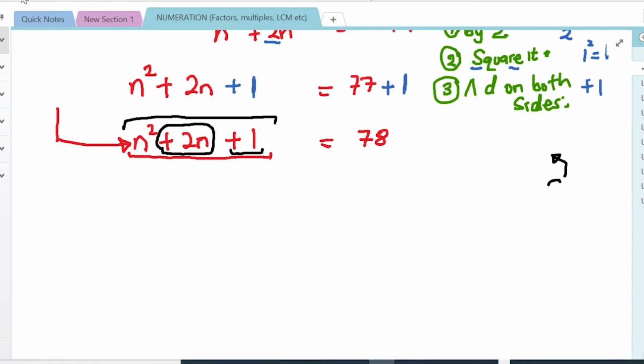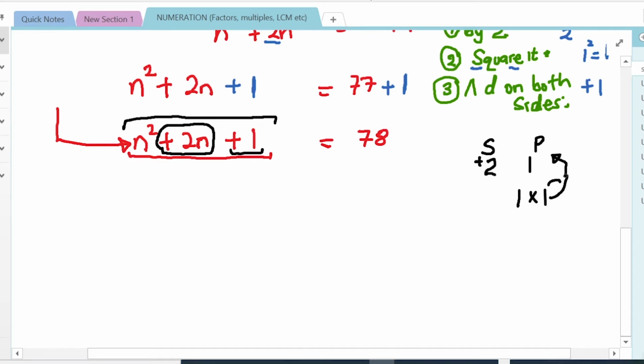So our next step down here is going to become n squared. Then the middle portion that had plus 2n, we are going to replace with our ones. I don't know where they've disappeared to. Somehow they've disappeared. Let's try to rewrite them here. We have two numbers giving us a sum of positive 2 and a product of 1, and we happen to find them: 1 times 1 gives us 1, and 1 plus 1 gives us 2.